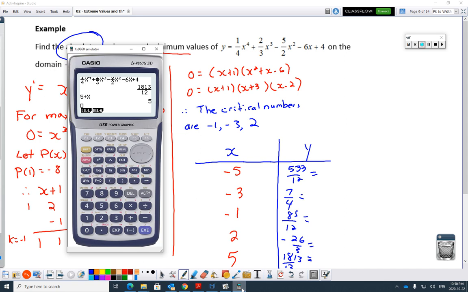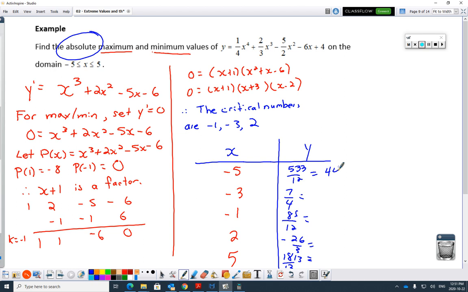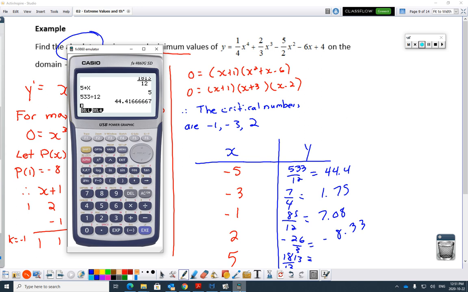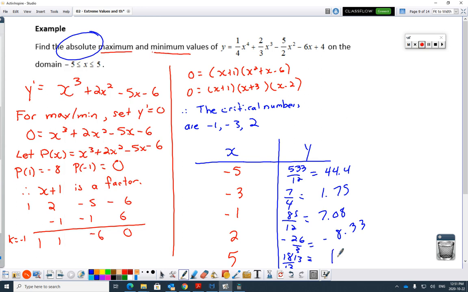The game was find out who is the winner. Is it 533 over 12? We're going to need these decimals to be able to compare them. 533 over 12, 44.4. I can do that one, 1.75. I can do this one, 7.08. 26 thirds, I can do that one, negative 8.33. And what was the last one? 1813 over 12? 1813 divided by 12. 151. Ooh. There he is. Absolute max. And then absolute min was the negative 8.33.